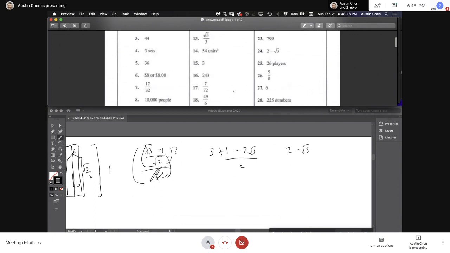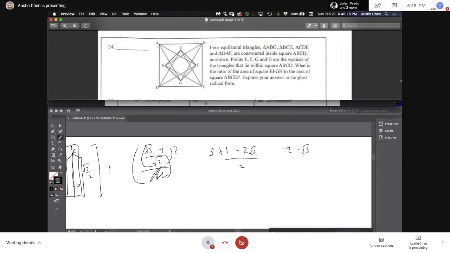Yeah, this is our answer, 2 minus root 3. Okay, so generally for this, I don't know, you just have to find a clever way to do it, I guess. There's no really systematic way to do it, I feel like.